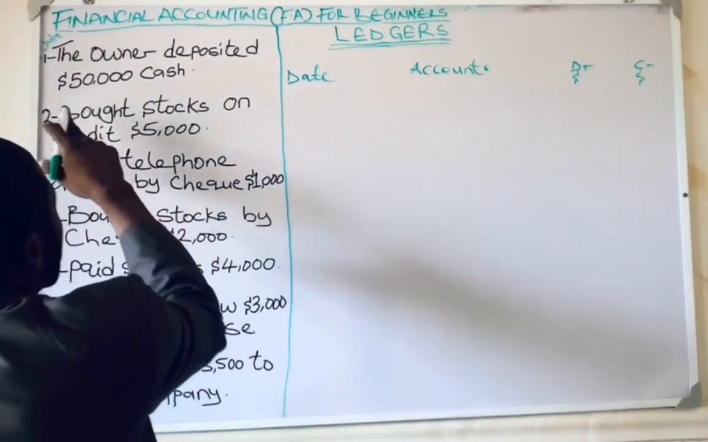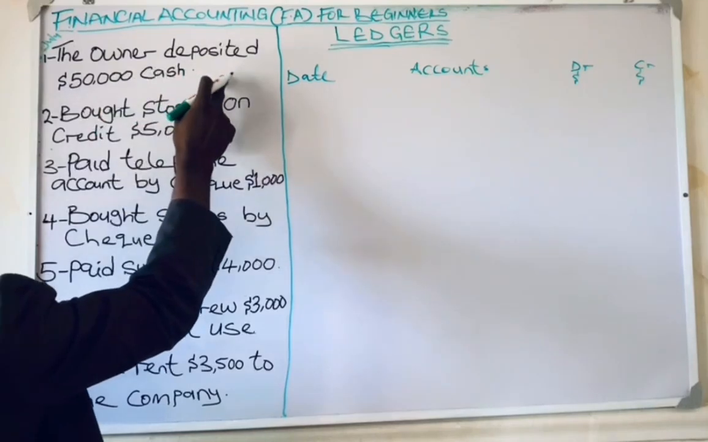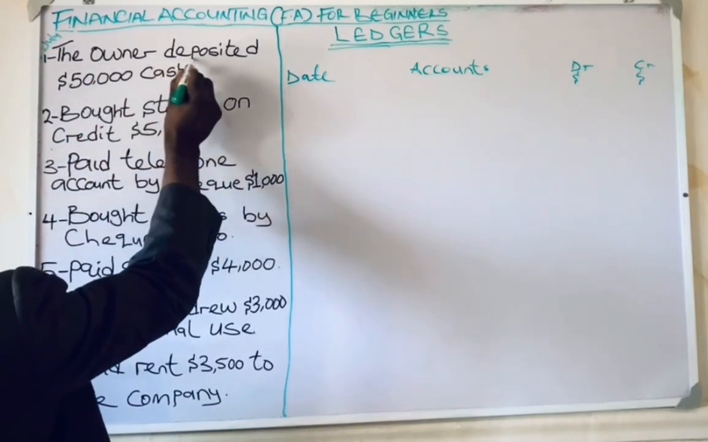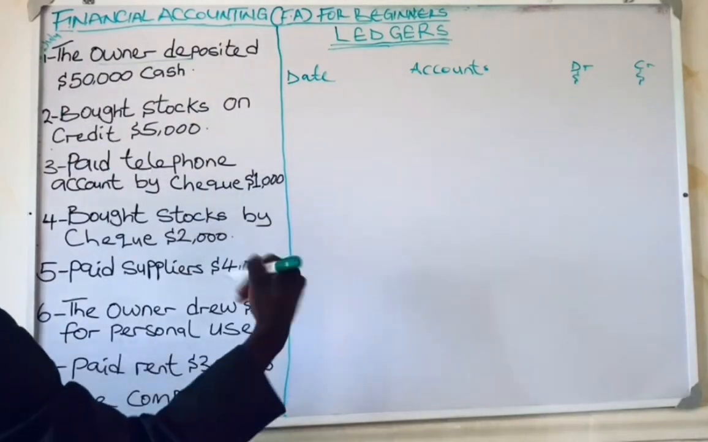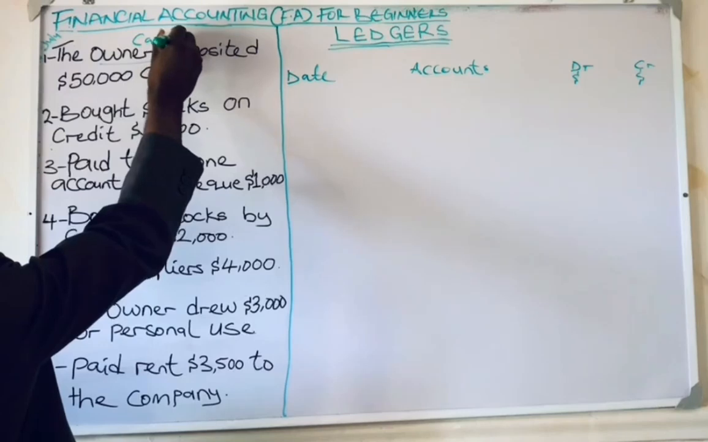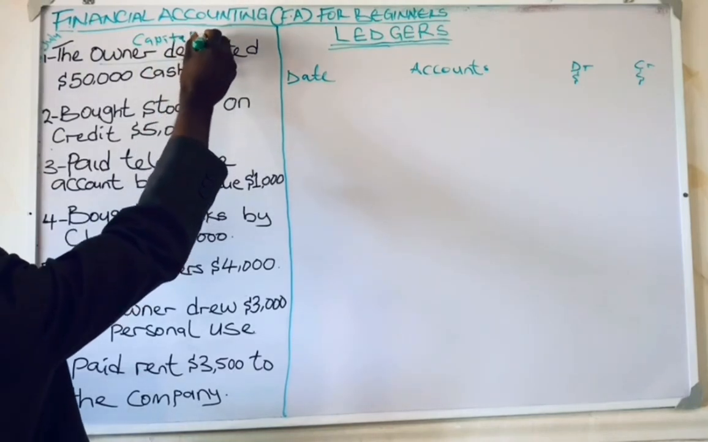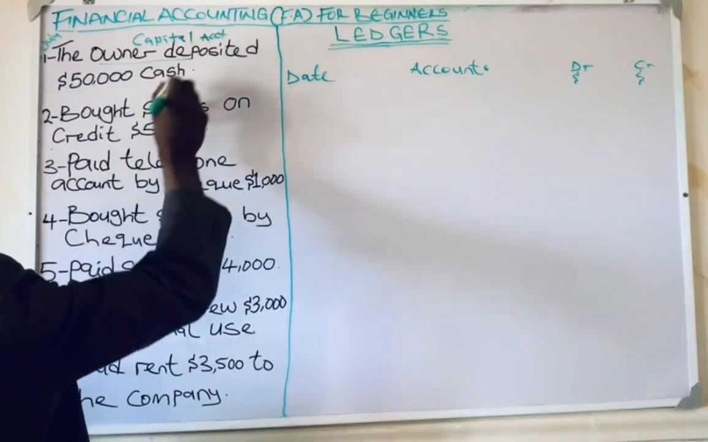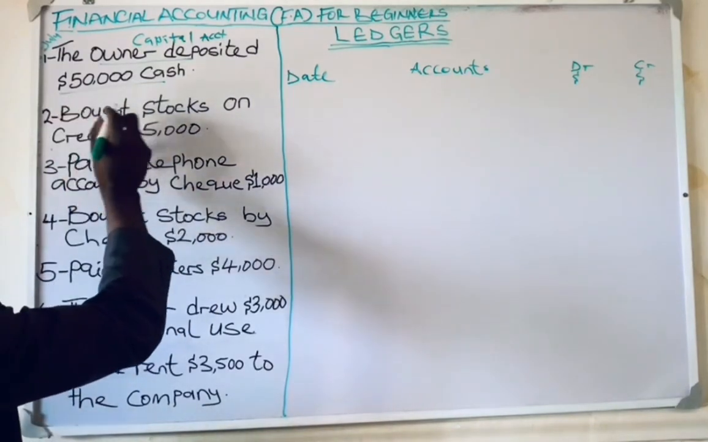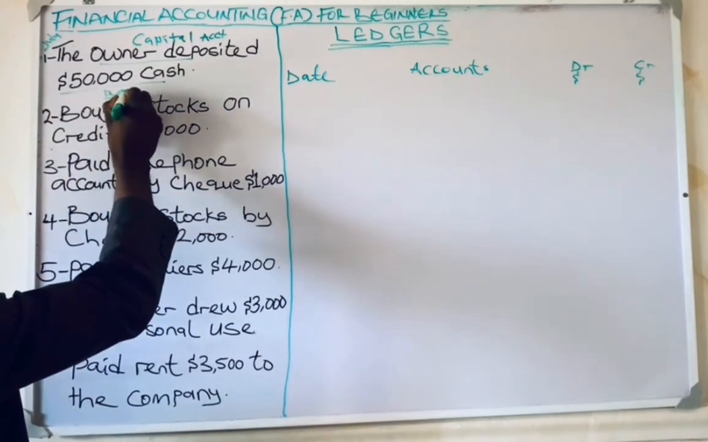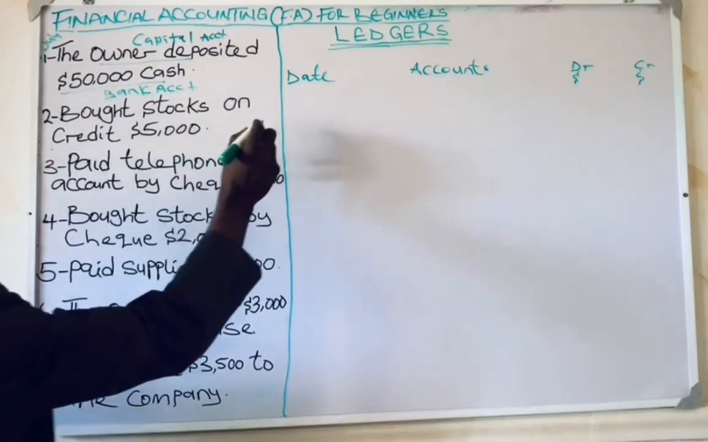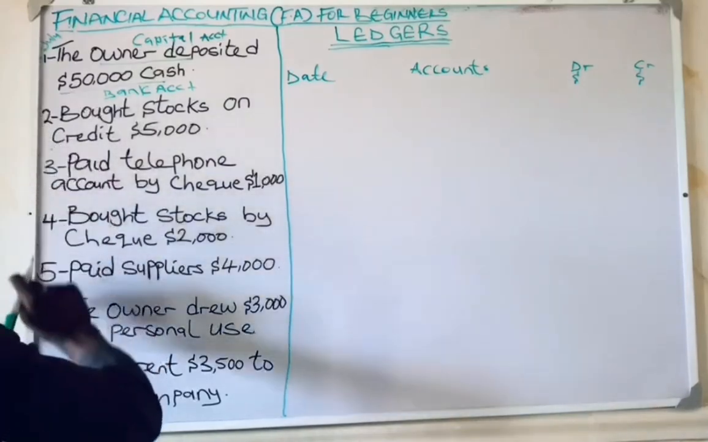The first transaction said the owner deposited $50,000 cash. The owner here, that is capital. Since it's investing, I will say it's the capital account, from our previous video. You already know this. And the $50,000 cash is our bank account. So we say these are our dates. The transaction should be our dates.